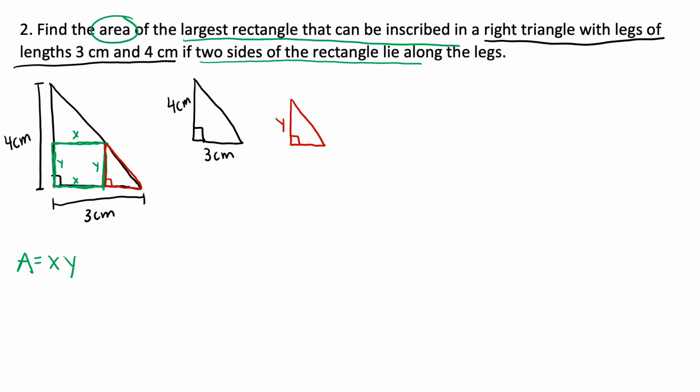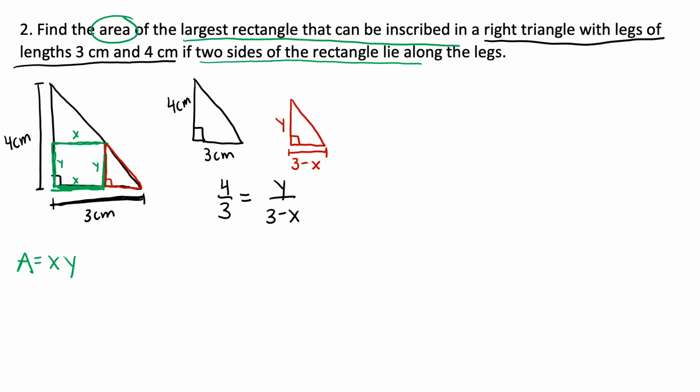Now the vertical side here is Y. To find the horizontal distance, we would have to take this 3 from our whole big triangle and subtract whatever our X distance is here. So this horizontal would be 3 minus X. So now we have two similar triangles that we can set up a ratio to compare. So I'm going to set up a ratio of my first triangle as 4 over 3 and set that equal to the ratio of my second triangle as Y over 3 minus X.